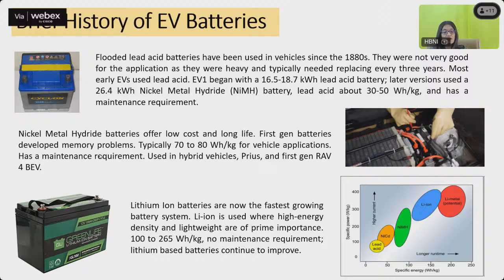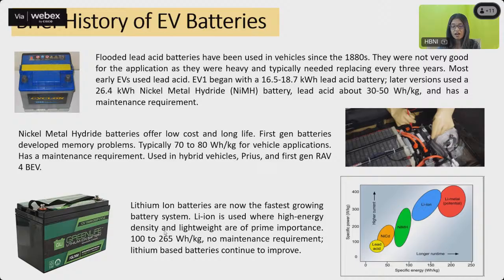Now you have to understand that various kinds of batteries have been used since EVs came in, from 1890. You had lead acid batteries, and you also had nickel metal hydride batteries. But currently what we are looking into is lithium ion batteries. Why? Because in the previous two technologies, the energy density cannot be increased beyond a certain point. Whereas lithium ion batteries are now the fastest growing battery system because they have a high energy density compared to all the other battery types. And lithium itself is extremely lightweight, so obviously the energy density is very high.